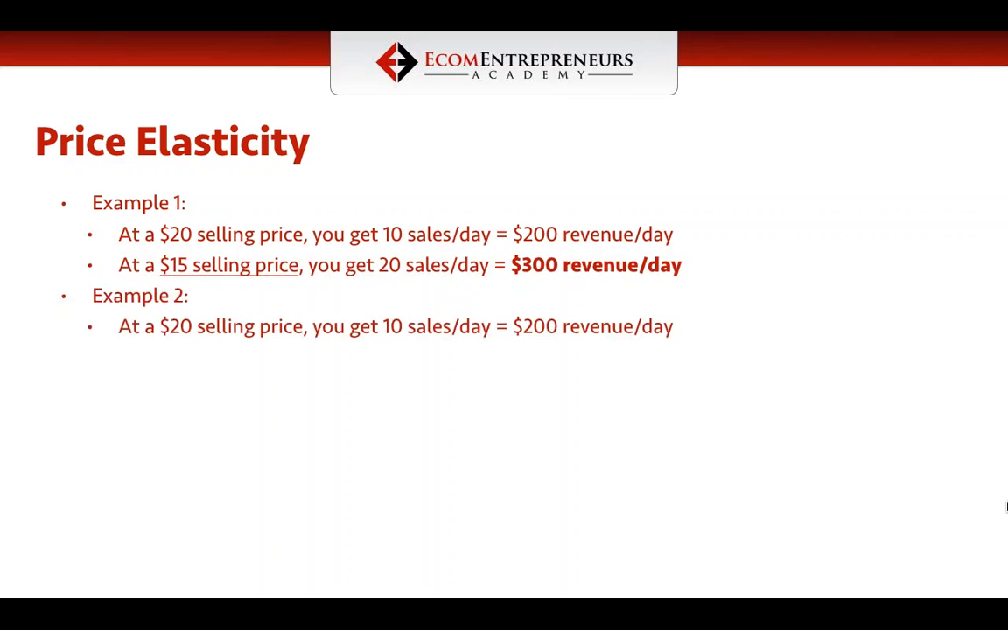Example number two. Again, in every one of these examples, we start with the same selling price and the same sales per day, right? Which is a $20 selling price, 10 sales a day, $200 revenue per day. If we decrease our price to $15 and we get 15 sales a day, then we're making $225 revenue a day.